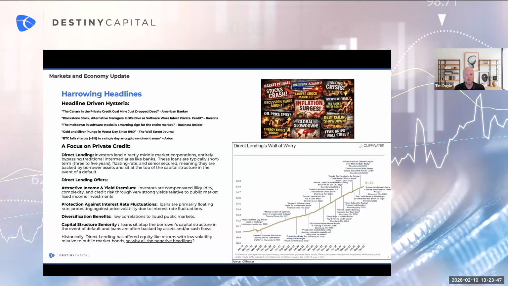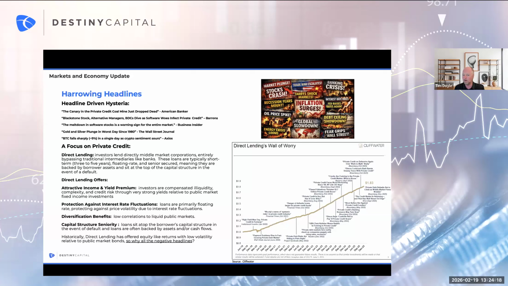So that's really appealing as well. There's diversification benefits. Of course, when constructing portfolios, diversification is crucial. Direct lending and private credit have low correlations to liquid public markets, both stocks and bonds. And like I said before, these loans have capital structure seniority. They sit atop the borrower's capital structure in the event of default. So that offers an additional level of protection and compensation in the event of a default for investors.